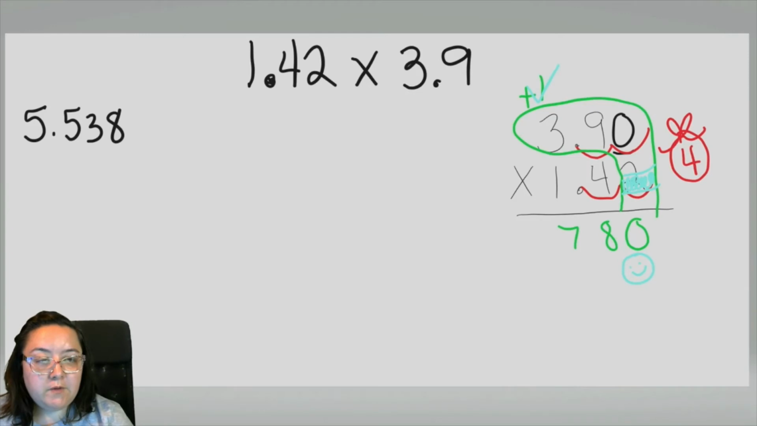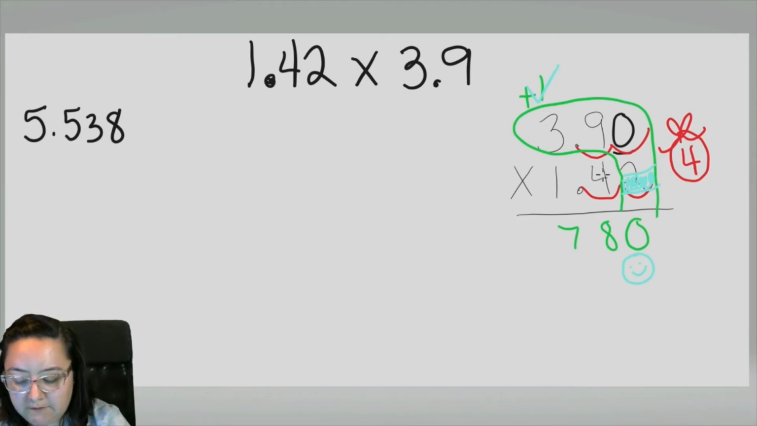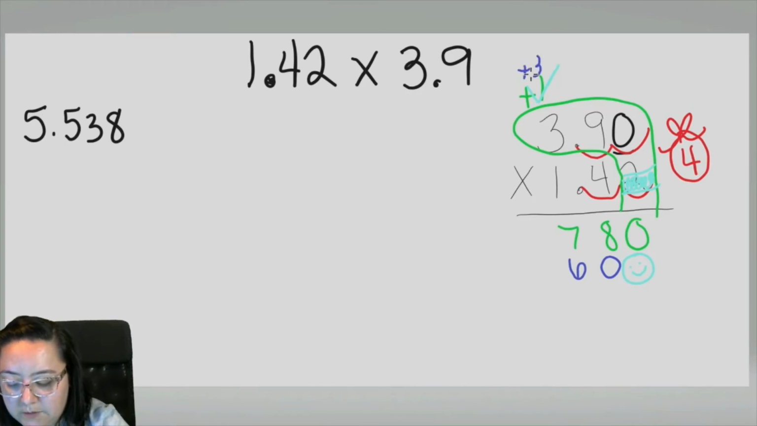So now we move over to the 4. And I'm going to use a different color just to keep the steps straight. So now we go to the 4 and we do the same thing. 4 times 390. 4 times 0, again, is 0. 4 times 9 is 36. So we bring down our 6 and we carry up our plus 3. 4 times 3 is 12, and 12 plus 3 is 15.